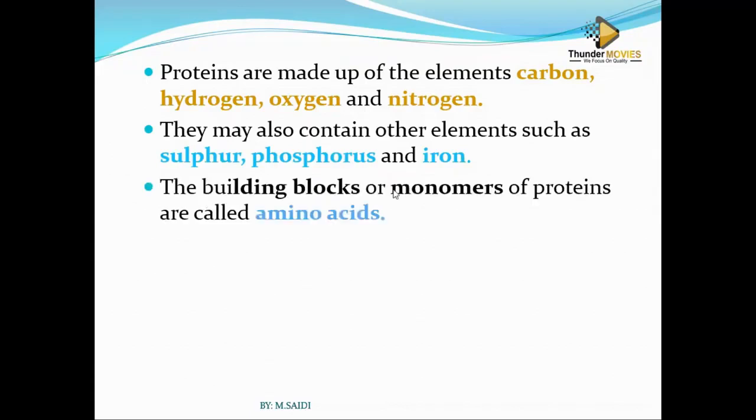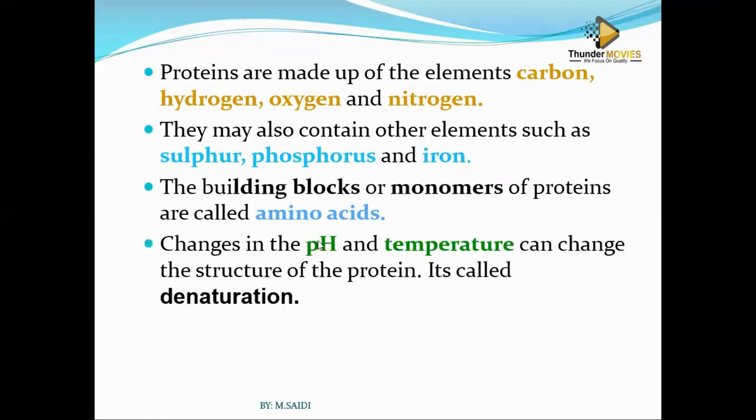The building blocks of proteins, the monomers, you need to know what they are. We call them amino acids. Proteins have a property that if you change the pH and temperature, they will also change. If you put a protein in an acidic medium when it is supposed to be in an alkaline medium, it will be denatured. It will change its nature. We call it denaturation. If it's supposed to be at an optimum temperature and you increase it above the optimum, it's going to change the structure. Still, we say it has been denatured or has undergone denaturation.